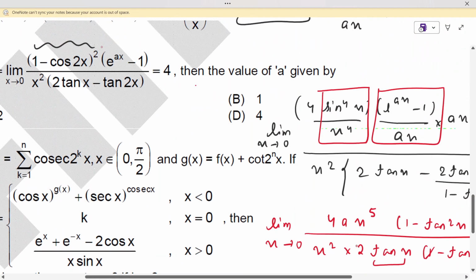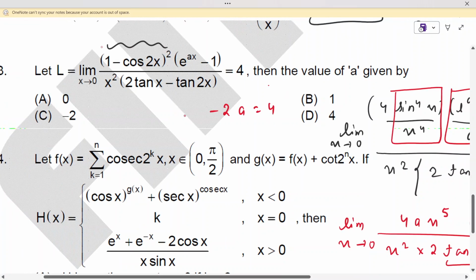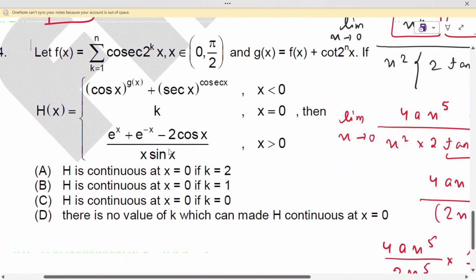So this limit is coming to minus 2a and that is equal to 4. So minus 2a should be equal to 4. Then a should be minus 2, right? C is correct. Got it? Now this question.